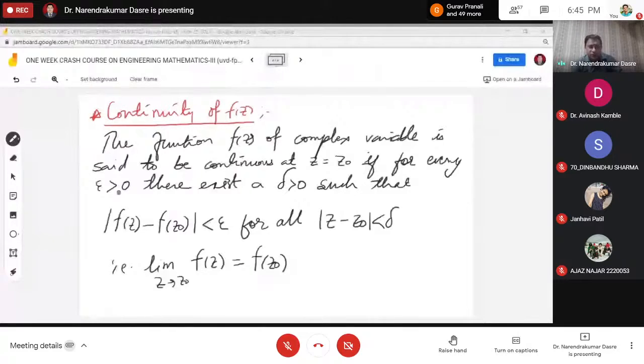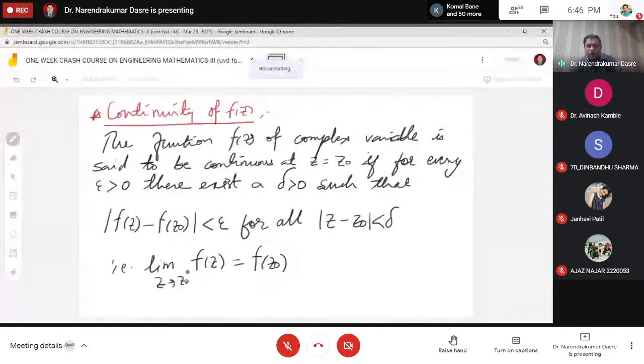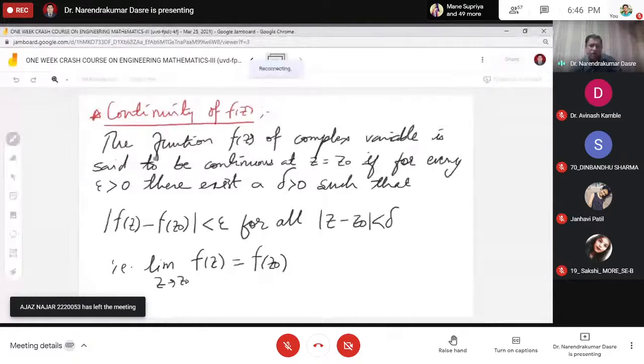So we can have the continuity. What is the difference between limit and continuity? Please remember, the limit is about a fixed point, and continuity is about the value of the function at the point where z is going. Now, once we have this continuity, we can have the next, the derivative.